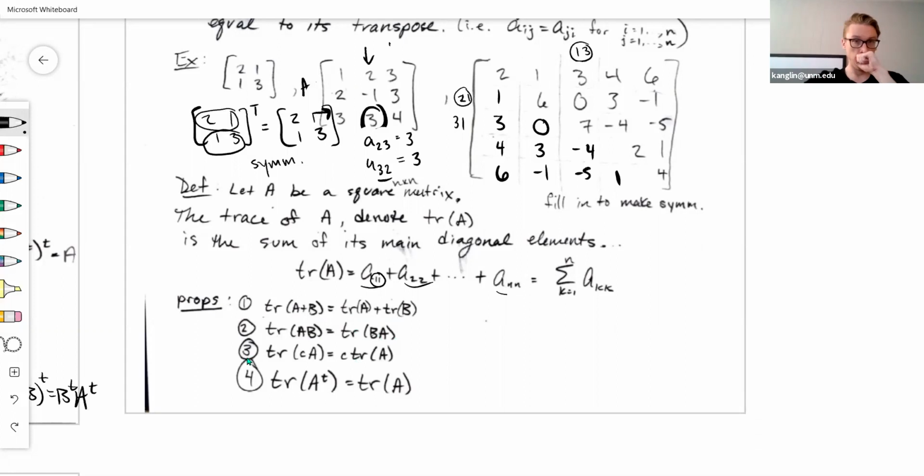Number 3 here. The trace of a scalar multiple of A is really the scalar multiple of the trace of A. So instead of taking c times A, just take the scalar c outside the trace, compute the trace of A, and multiply the c in at the end. Finally, pretty nice one here. The trace of A transpose is the trace of A. This should follow immediately from what we have up here for our definition.